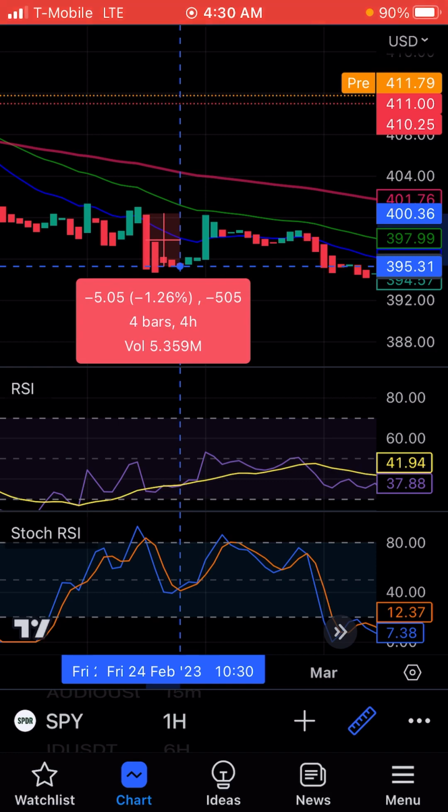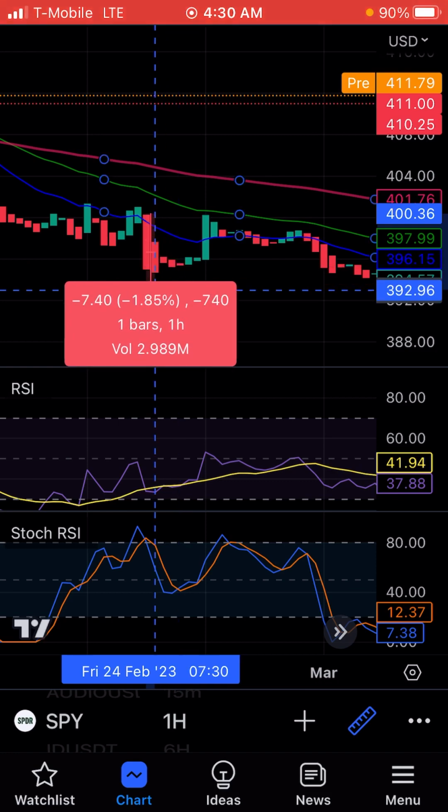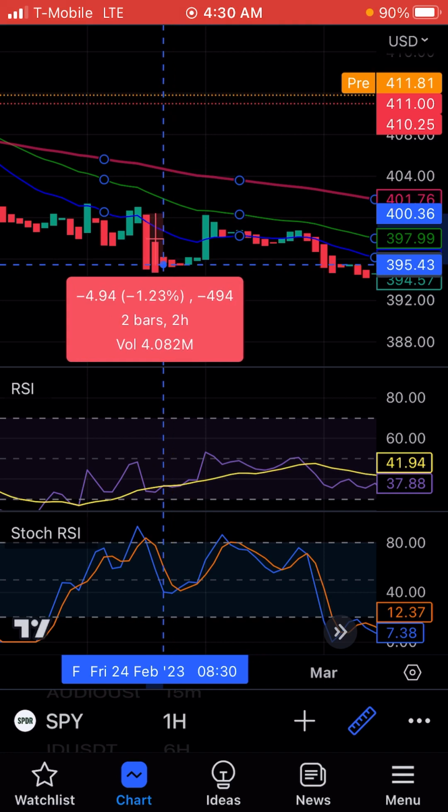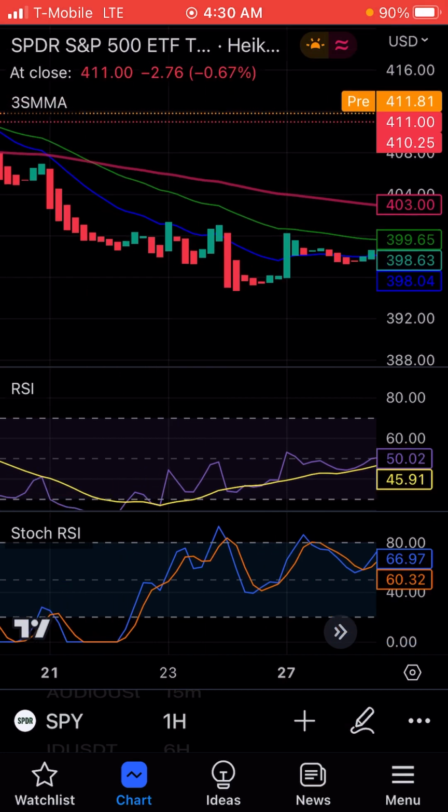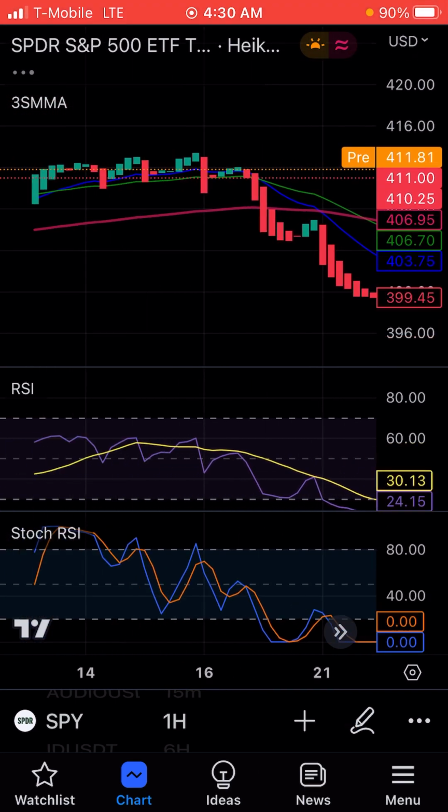Doesn't look like it's a big one, but that is a $5 difference in price. It looks far away, but I guess I zoomed out. This is almost a $5 difference in price. That's about $250. So let's just do this one more time.